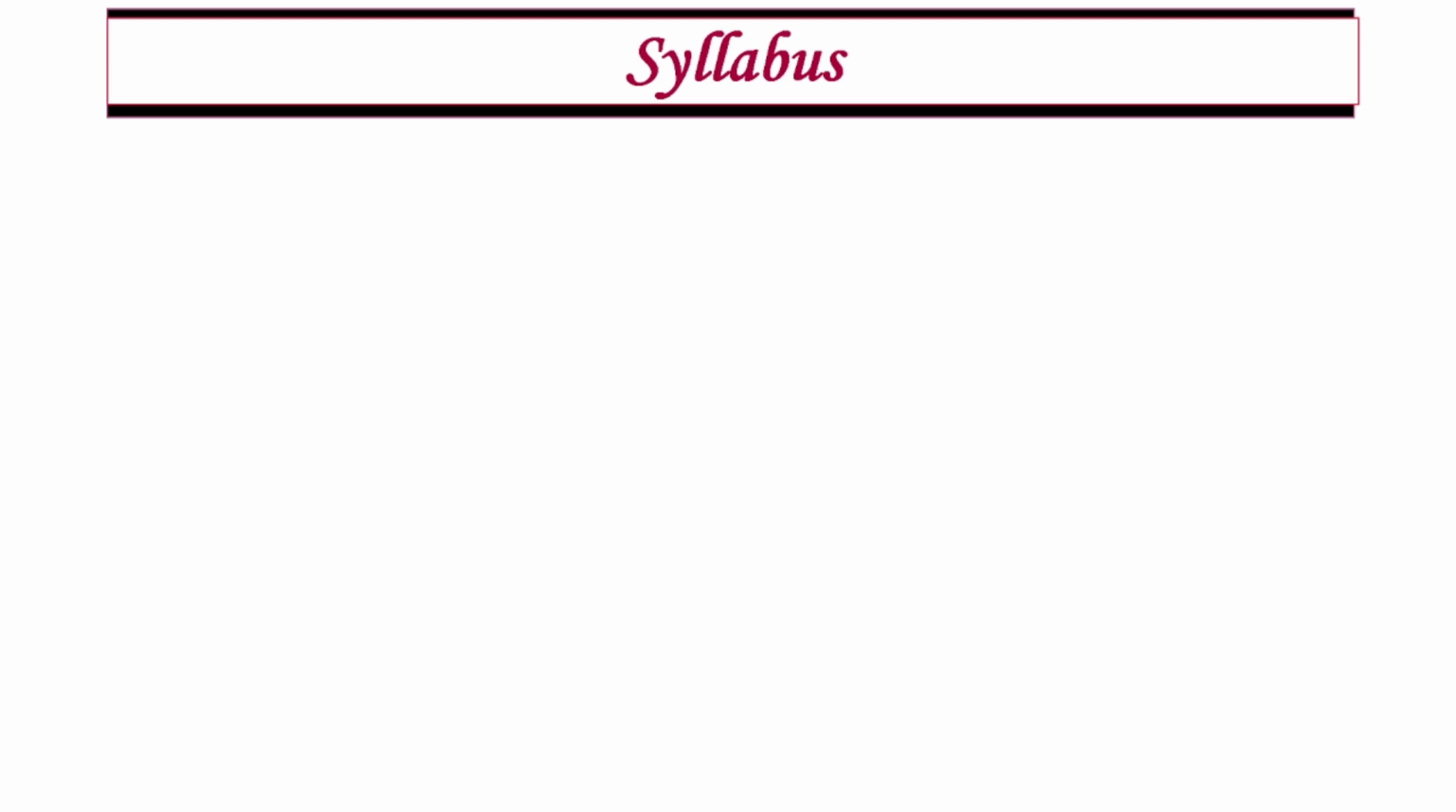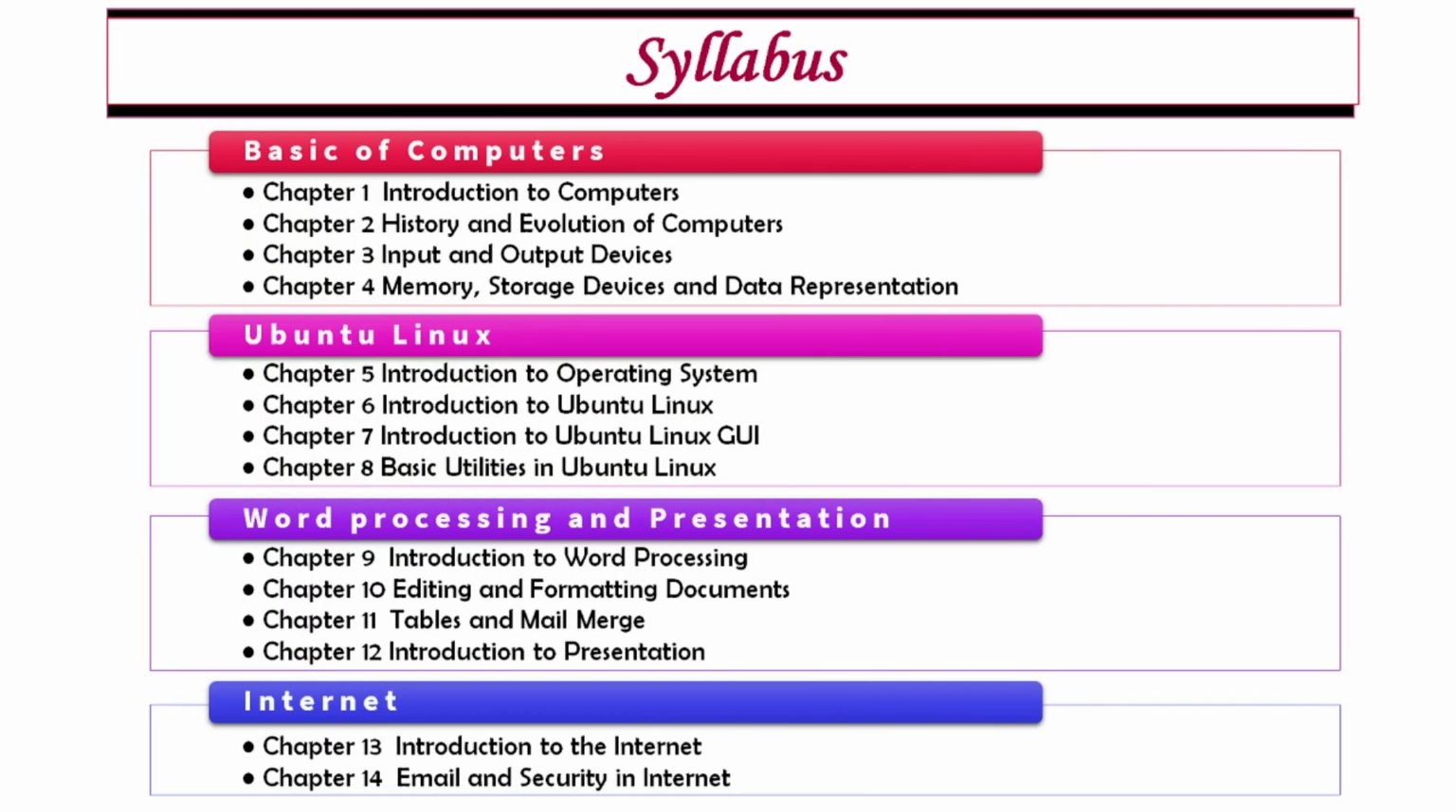Here, let me brief you on the syllabus. So here you can see the GSEB Standard 9 Computer Textbook is divided into a total of 14 chapters. Our syllabus is divided into 4 parts. That is the basics of computer, which is very easy even.